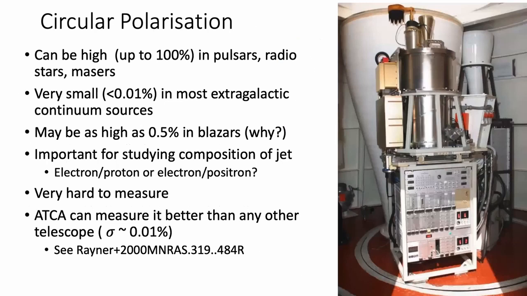Okay, circular polarization. In things like pulsars and radio stars and masers, you get really high circular polarization. I realize I'm showing my bias by saying it's unusual, because I'm sure if you're working on those, you'll say no, most of these things are polarized. But if you're working on extragalactic continuum sources, there's very small circular polarization. It can get to the highest anybody ever sees, about 0.5%. And that's when you've got the jet of the blazar pointing right at you.